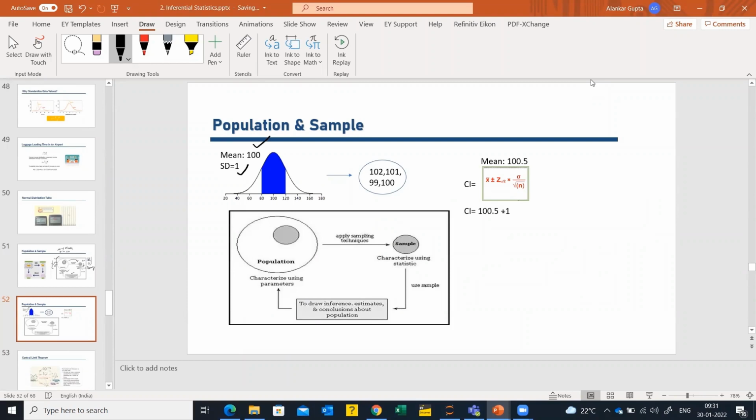So this is for the population. If you see, I have drawn this over the population, right? So you have a mean of 100 and a standard deviation of 1 for your population. So this is actually mu and this is your sigma, right? Pardon me for the writing.